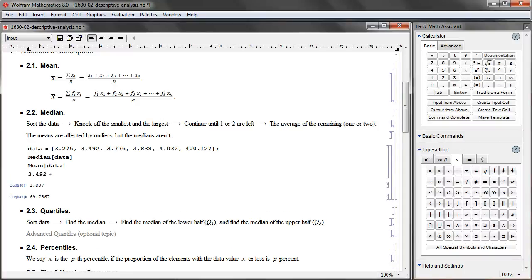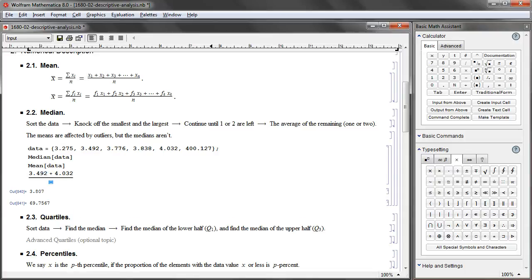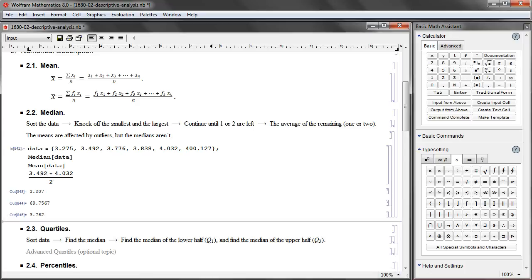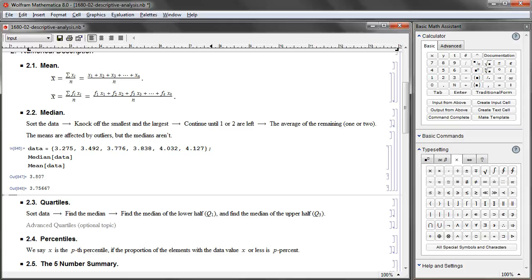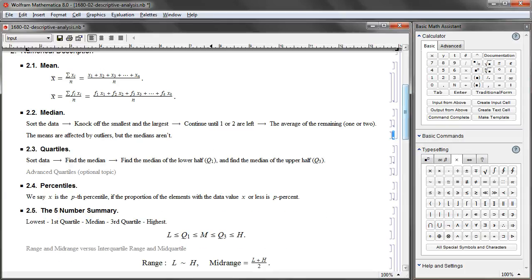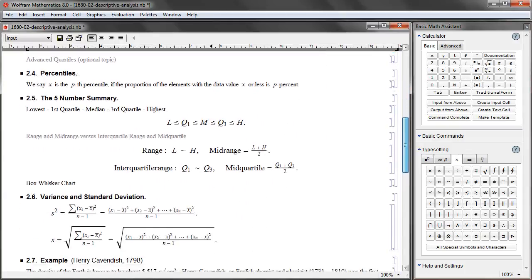3.492 plus 4.032 divided by 2 is the mid-quartile, but that will have to stay the same no matter what this last number is. The same kind of behavior will be preserved more or less even if we have many more numbers. In other words, this interquartile range and mid-quartile are working okay, and they're all coming from this 5-number summary.